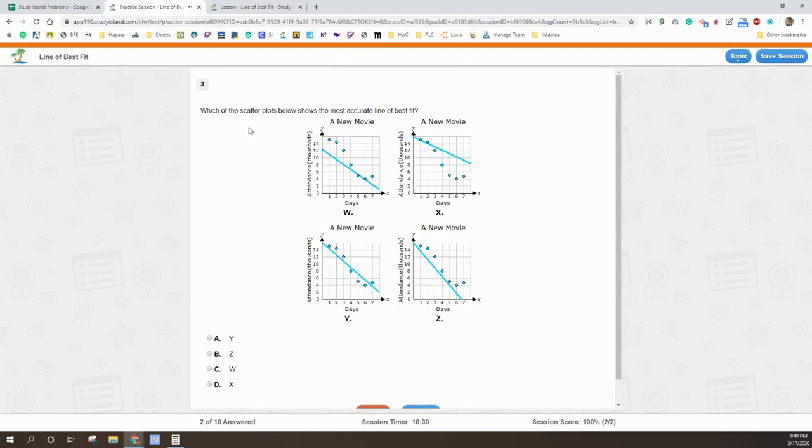Number 3, which of the scatter plots below shows the most accurate line of best fit? So this is the exact same type of problem that we just did. So again, which one of these lines goes through the center of the data the best? Not this one, they're mostly all on this side. Not this one, they're mostly all on the bottom side. Not Z either, as they're all on this one side of the line. Y has them on both sides, and again, you have points spread out throughout the length of the line on both sides.